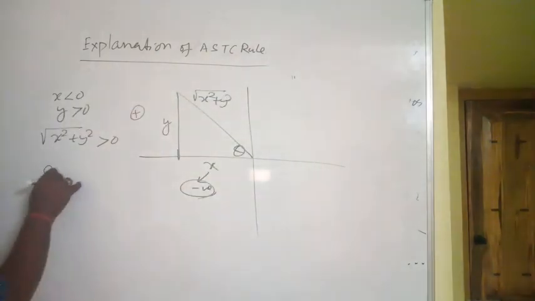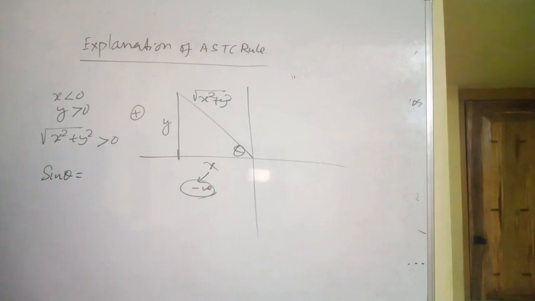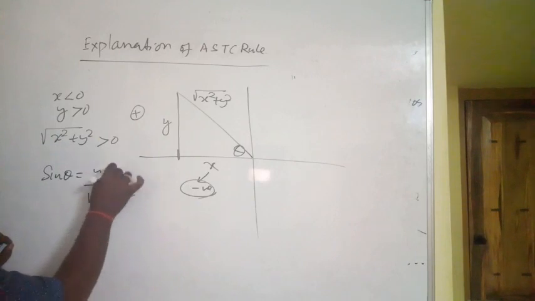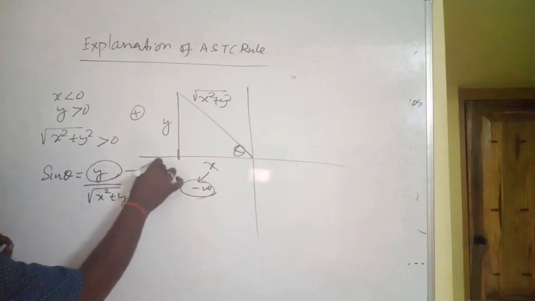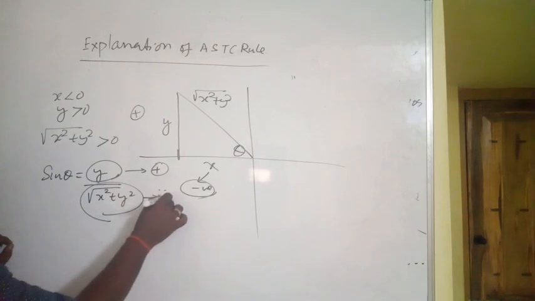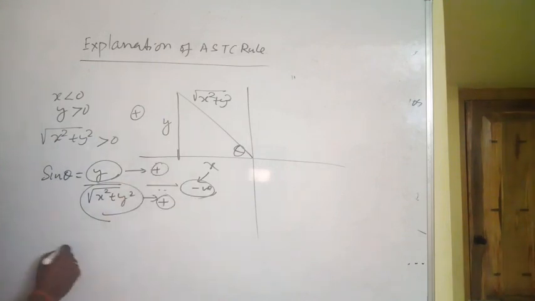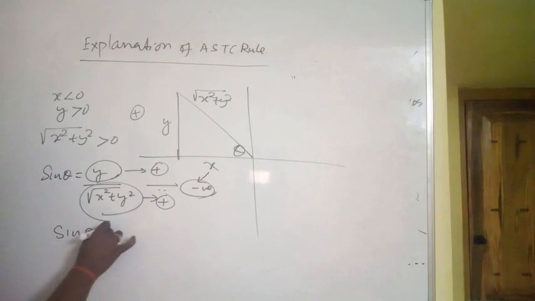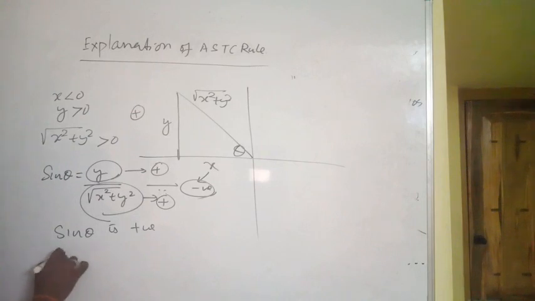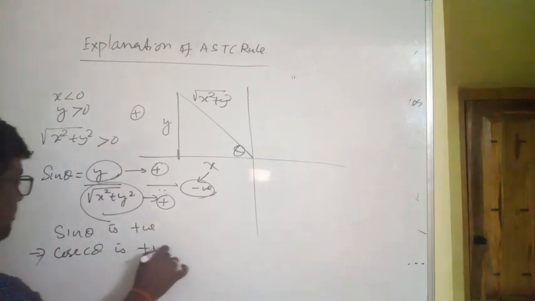Sin theta is equal to p by h. What is p? This is y. So y by root over x square plus y square. Here y is positive, and this amount is positive, and this amount is positive. So positive by positive is positive. Sin theta is positive. Its reciprocal, cosec theta, is also positive.